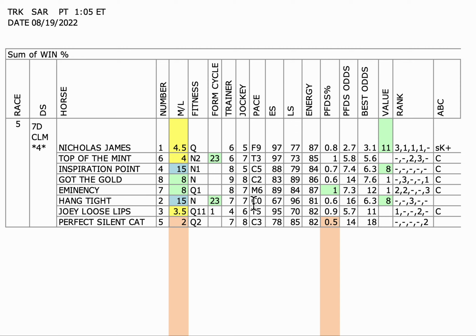Here's another closer. Good form cycle working for it. Deep closer here. No early speed, but a humongous late kick. That might be a horse you could use underneath.